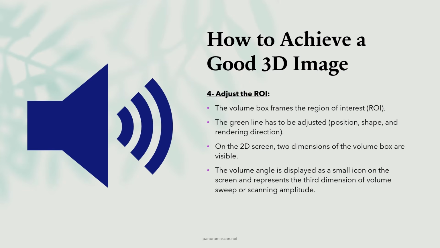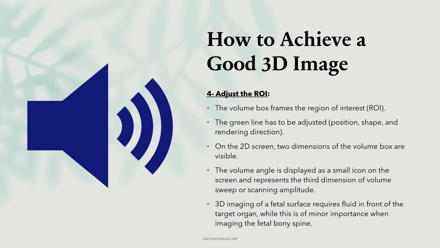structures. When imaging specific structures such as the fetal surface, it is important to ensure there is fluid in front of the target organ. The fluid helps in creating a better contrast for the 3D imaging process, enabling clearer visualization of the structure's external surface. On the other hand, when imaging more solid structures such as the fetal bony spine, fluid is of lesser importance. In this case, the bone's echogenicity provides adequate contrast for 3D reconstruction without requiring a fluid medium.